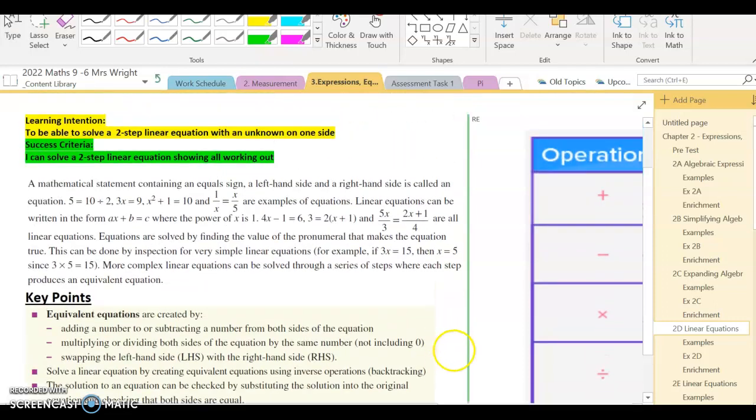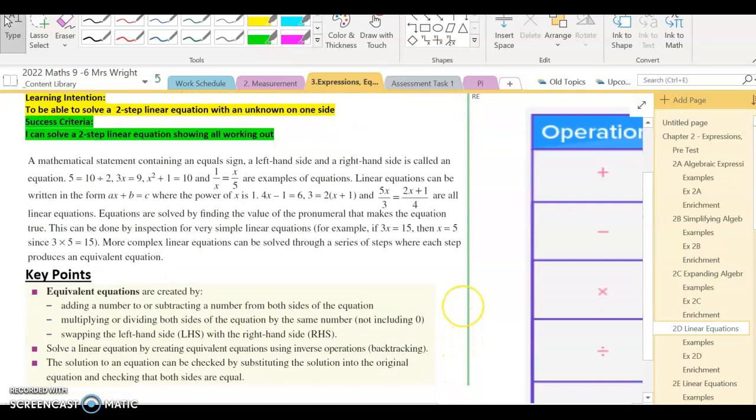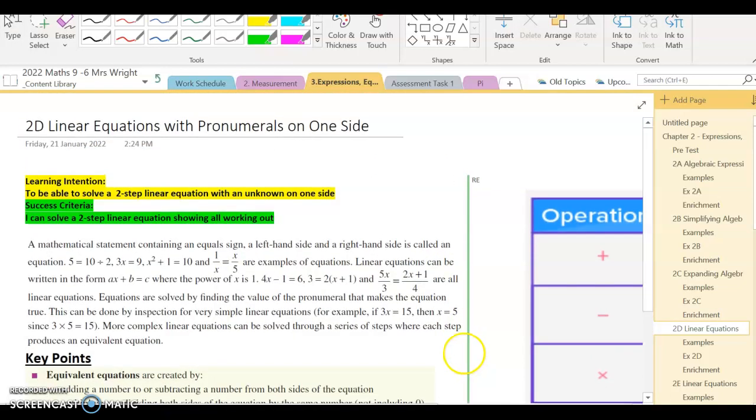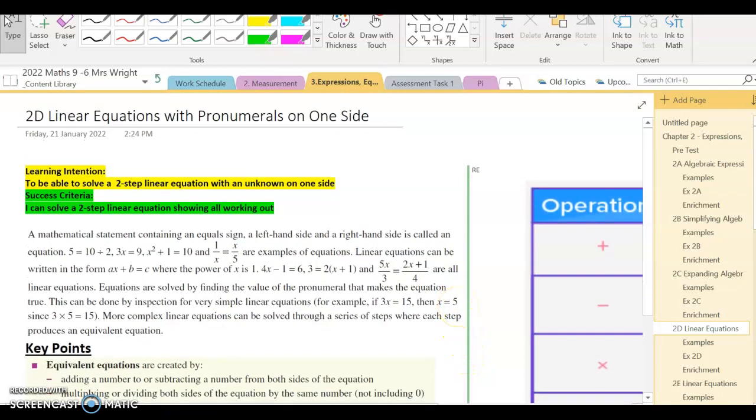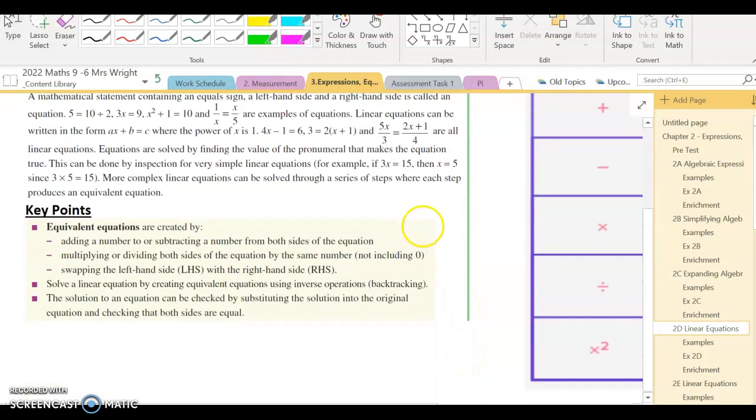You can read through these notes here. I won't read through those, but under our page 2D linear equations with pronumerals on one side, if you want to have a read through those notes, that would be great. Otherwise, I'm going to jump straight into explaining some simple equations.